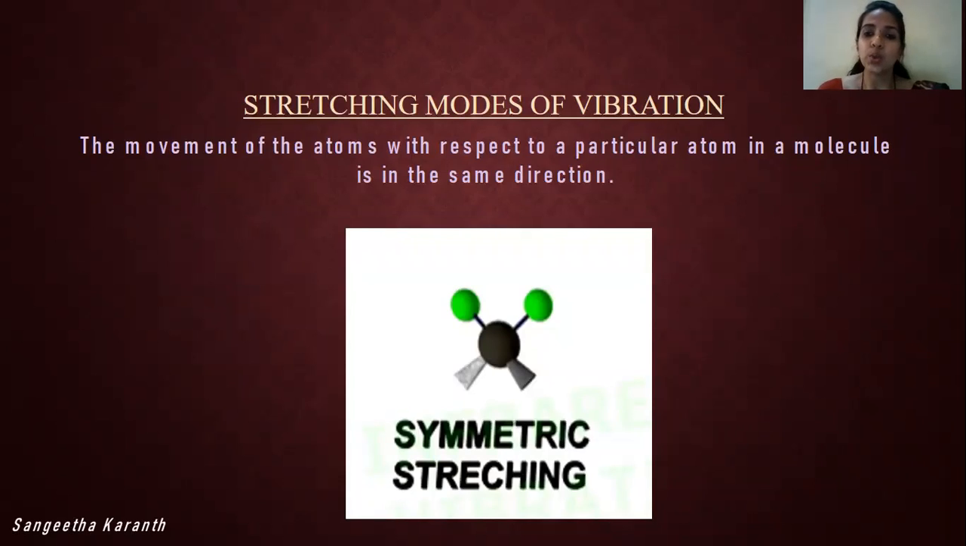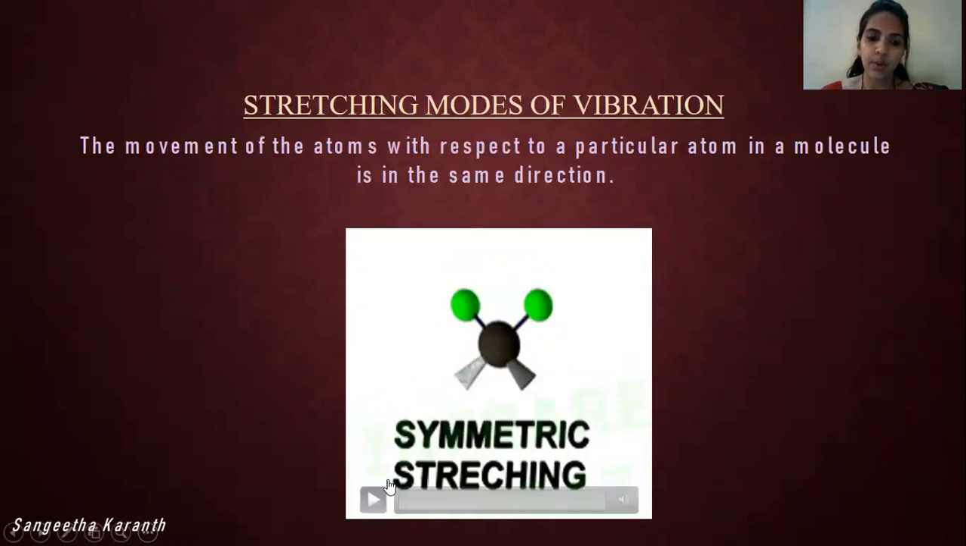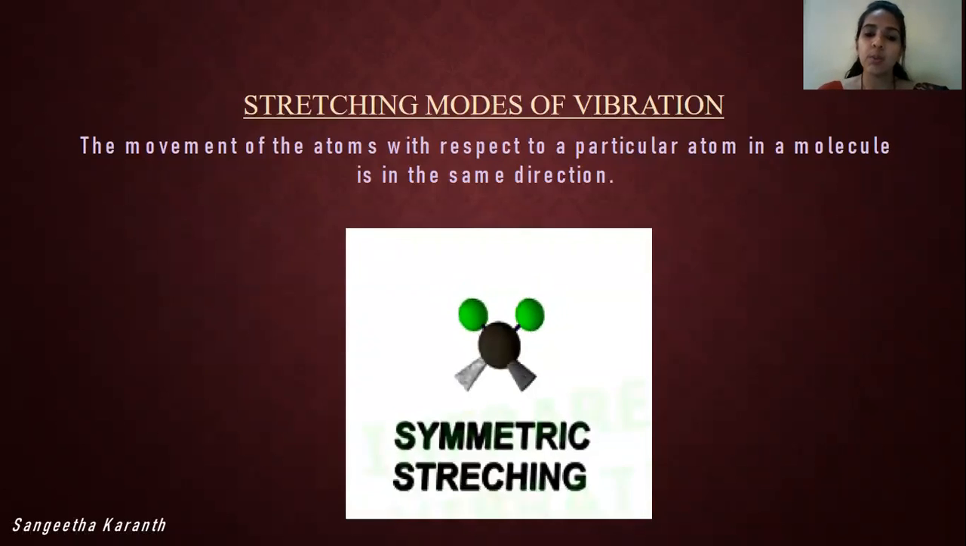Coming on to the stretching modes of vibrations. There are two types of stretching that can take place in a particular molecule when they absorb radiation in the infrared region. The first type of stretching is symmetric stretching. You can just check here how it occurs. Here, the two atoms move away from the central atom and come closer to the central atom at the same time. You can just see here.